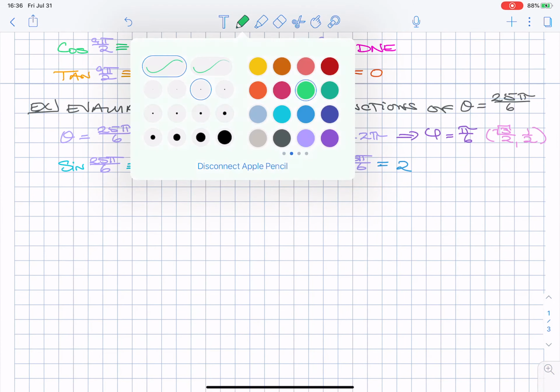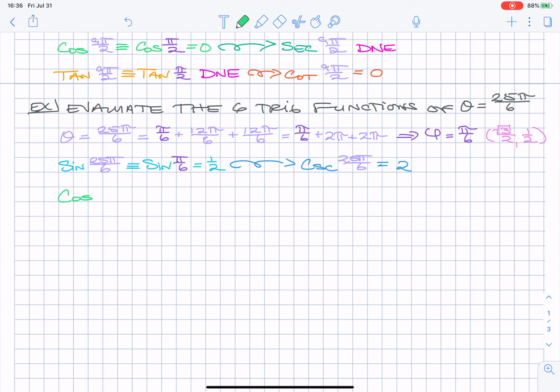Flip it upside down. So cosine of 25 pi over 6 is going to be equivalent to cosine of pi over 6, which is the x-coordinate at that point. So that's the square root of 3 divided by 2. So the reciprocal function, secant of 25 pi over 6, well, that's going to be the reciprocal. So 2 over root 3 without rationalizing.